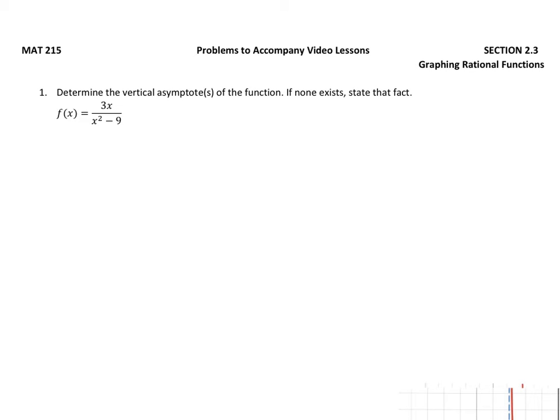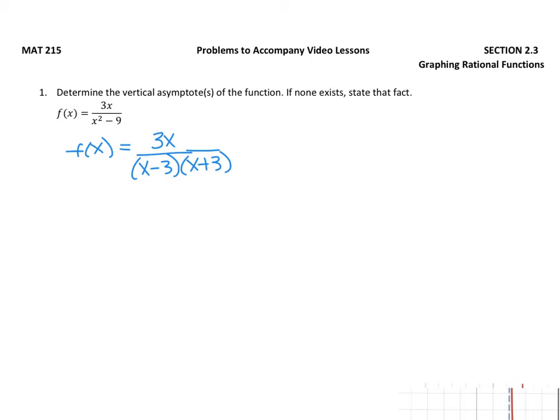To find vertical asymptotes of this function, we begin by making sure that the rational function is simplified. So we want to make sure that there aren't any common factors in the numerator and denominator. Let's factor the denominator. f of x we can rewrite as 3x divided by, and the denominator is a difference of two perfect squares, so it factors into x minus 3 times x plus 3. Notice that after factoring, the numerator and denominator do not share any common factors.